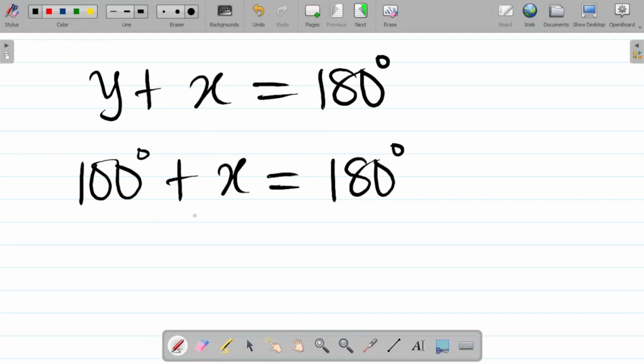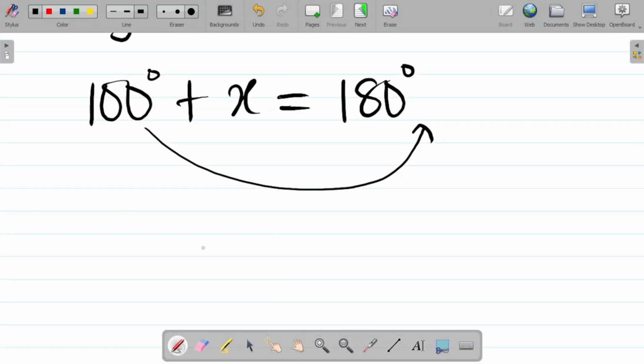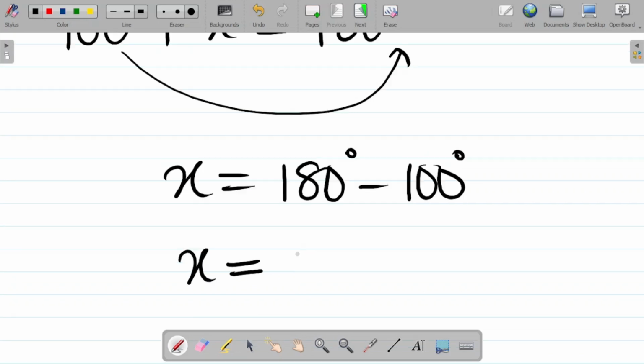To get x, I'll move this 100 over here. So what do I have there? We have that x is equal to 180 degrees minus 100, which gives our answer as 80 degrees. So this becomes the answer to the question.